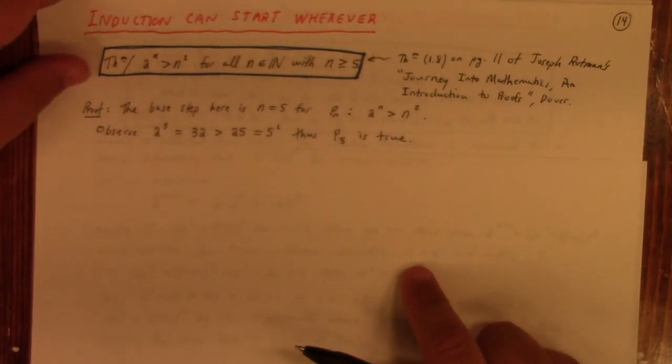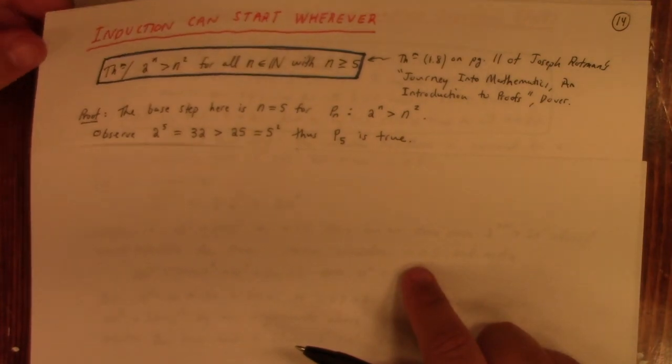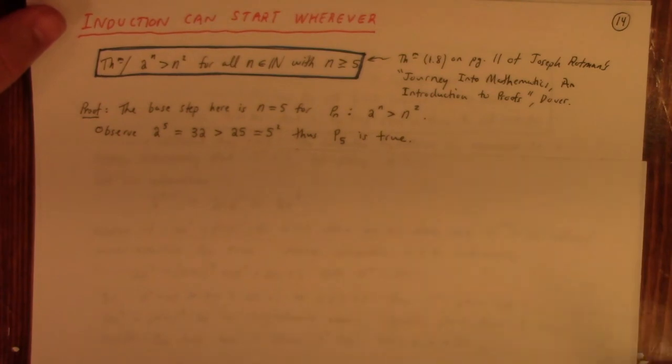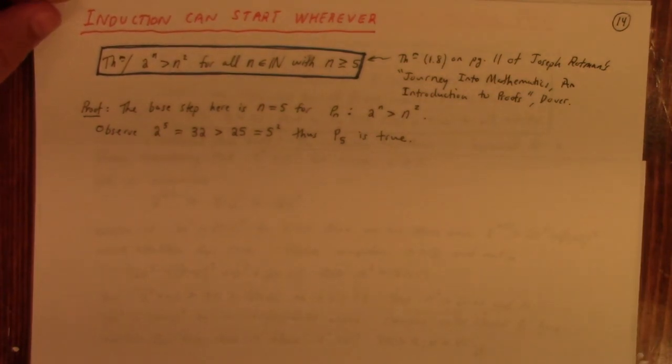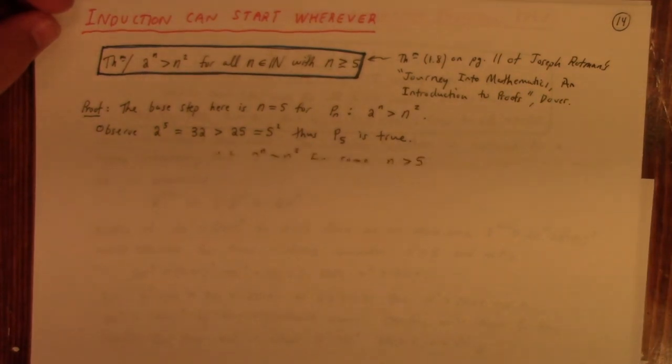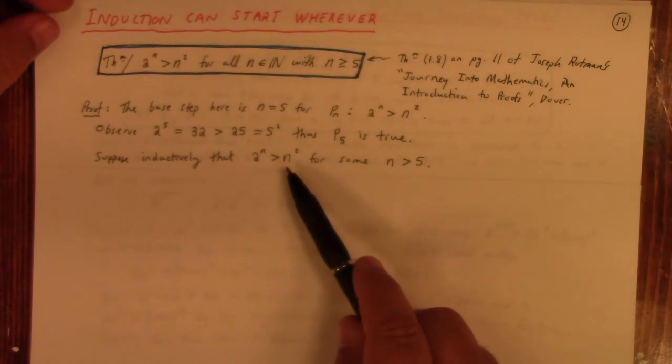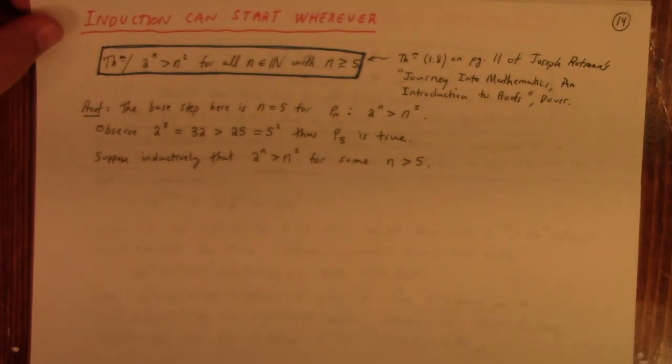And for what it's worth, you could also talk about induction arguments which ran the other way. You could have a top number and run the induction to the left. I think Cauchy did that 200 years ago. I don't know, I mean, it makes sense. There's a lot of intuitive modifications we could think about for induction. Suppose inductively then that 2 to the n is greater than n squared for some n greater than 5.